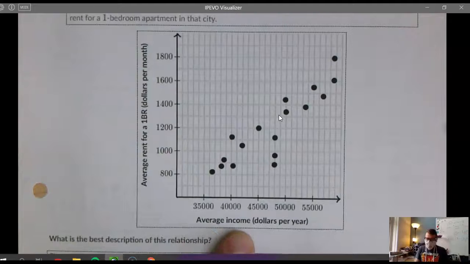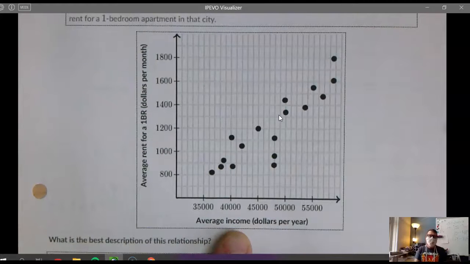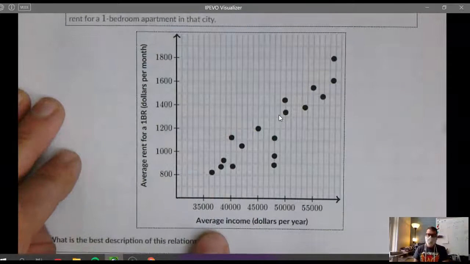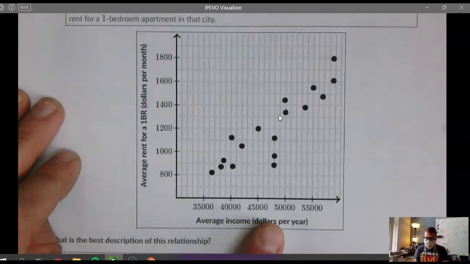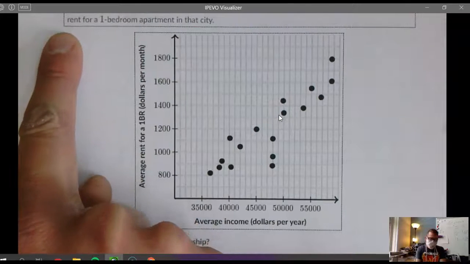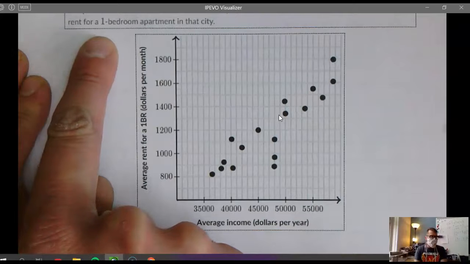But average income. Income is what you make per year. So when we talk about income, even if you work at McDonald's or at Chase, income is, in a year, how much money did you bring home? In a variety of cities, they would have collected this from a variety of cities. The average income compared to the rent, average of course, for a one-bedroom apartment.